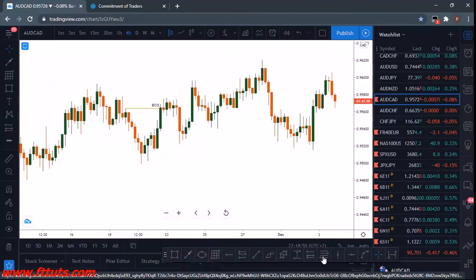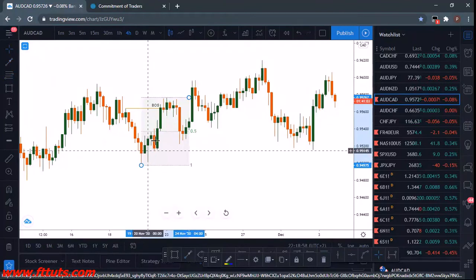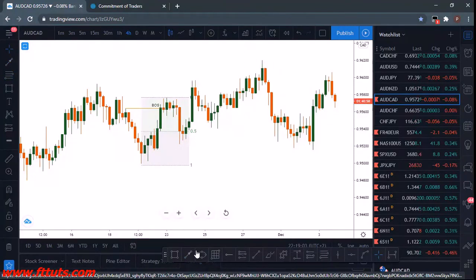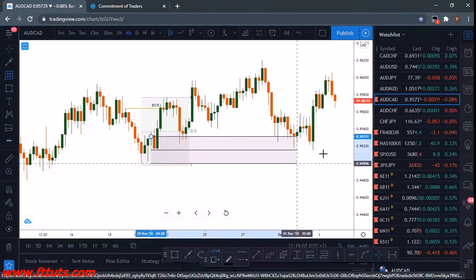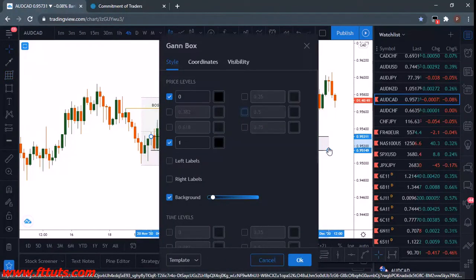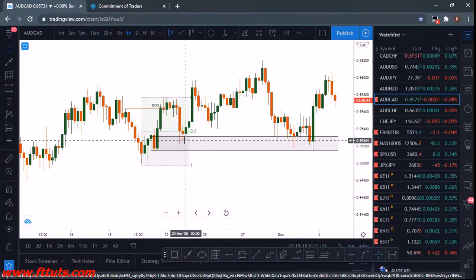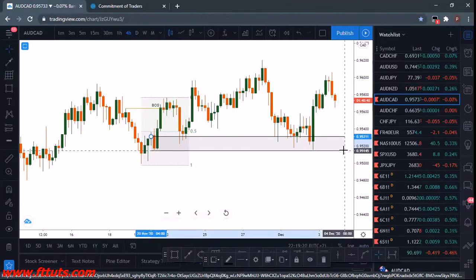So what are we going to do now? We're going to take our FIB from the lowest low to here. So this one qualifies as a demand. You're going to take and draw it. I need to remove this because I'm going to use it for this. So this qualifies as a demand. It was tested at least once, then price came back to it again. So this is what happened to this demand.